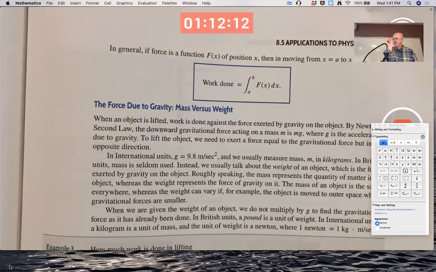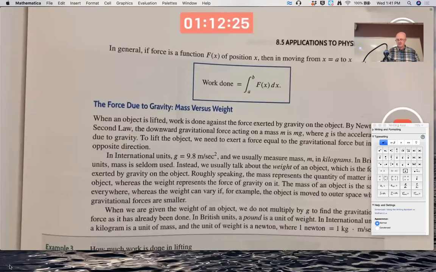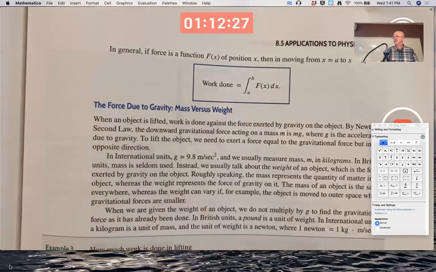Intuitively, you think about chopping up the motion into small distances of length delta x, and over a small distance, the force is effectively constant. And then you add up those small amounts of work, and in the limit as delta x goes to 0, you get an integral. So this is still a calculus situation.